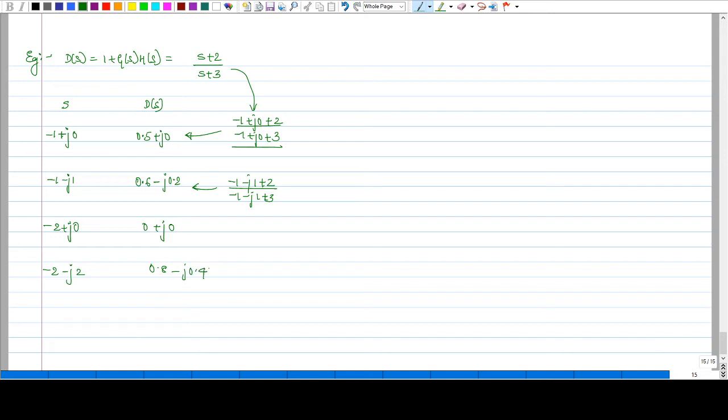Now we will plot the S plane and the D of S plane. This is my D of S plane and this is the S plane.